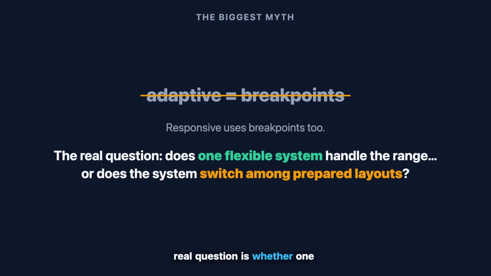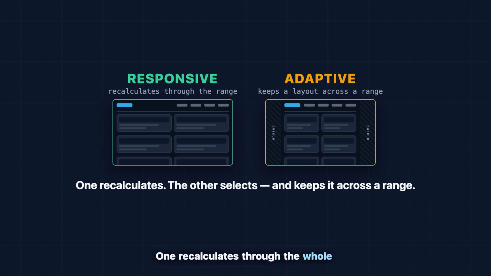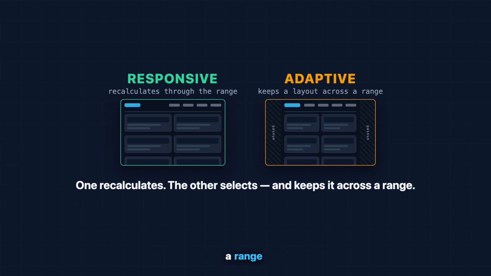The real question is whether one flexible system handles the whole range, or the system switches among layouts prepared ahead of time. One recalculates through the whole range. The other selects a layout and keeps it across a range.